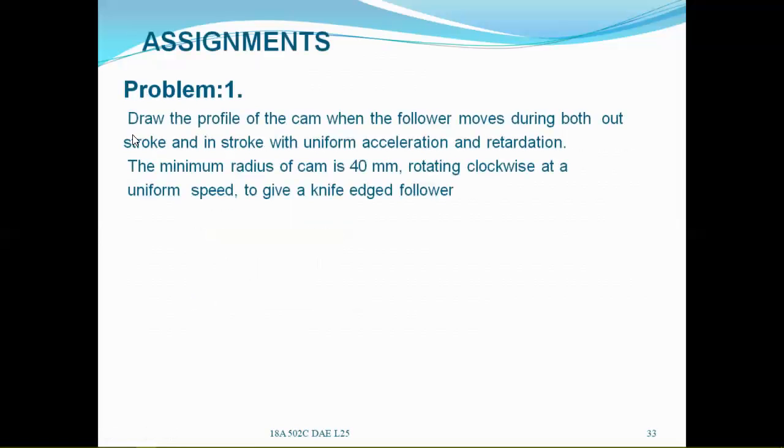So here are some assignment questions. The first problem: draw the profile of the cam when the follower moves during both the outstroke and retrostroke with uniform acceleration and retardation. Minimum radius of the cam is 40 mm, rotating clockwise at uniform speed, to give a knife edge follower. The follower is a knife edge follower, motion is uniform acceleration and retardation, and the minimum radius is 40 mm.